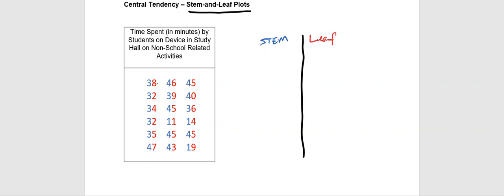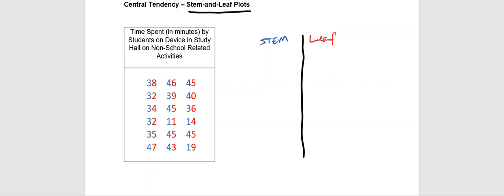And where those numbers come from is from a set of data. Now you can see in the table off to the left here that this is a set of data that represents the number of minutes that students typically spend on non-school related activities on their device when they're in study hall. And I don't know about you, but I would say this is a fairly accurate picture. But you can see that the numbers are broken down. The tens values are all in blue and the ones values are all in red.